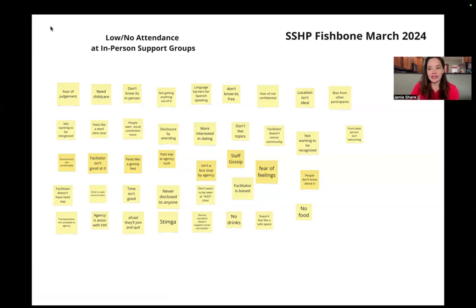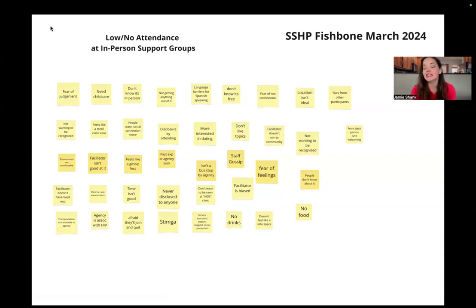But I do recommend having some kind of visual. You don't have to be fancy. It can just be on some post-it paper or things of that nature. But you'd want to say to your team, all right, what are all the different things that we think might be contributing to this low or no attendance? And just take people's ideas.